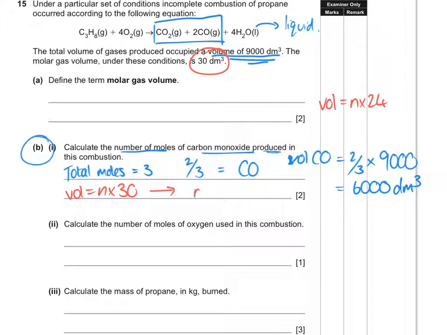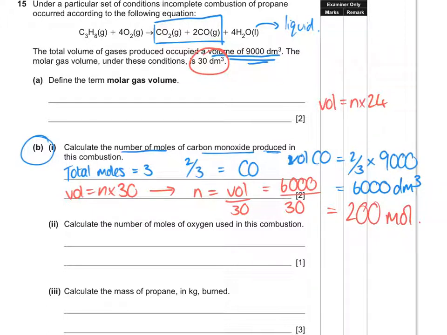We rearrange that to get the number of moles. It's n equals volume over 30. The volume is 6,000, which we've just worked out. The molar gas volume is 30. So that gives us a number of moles of 200.